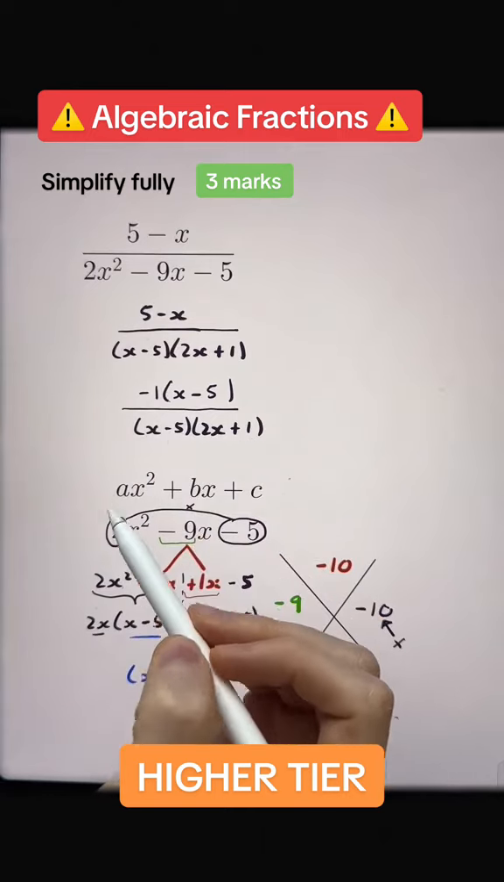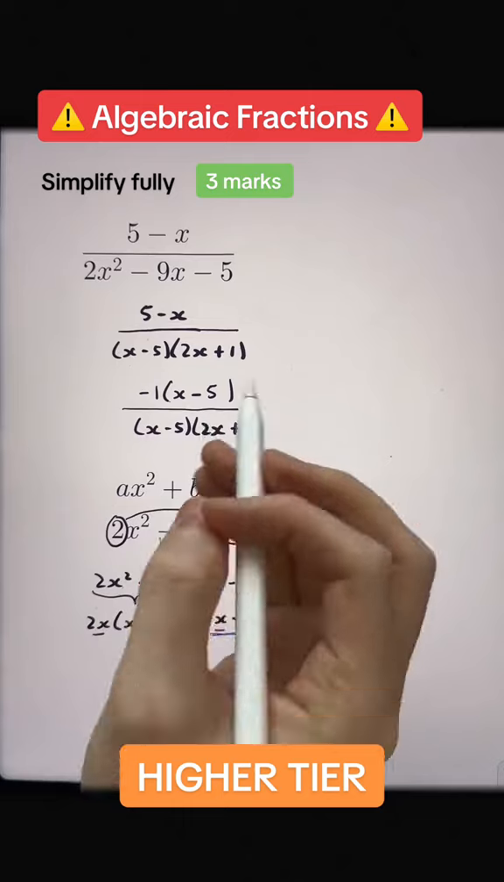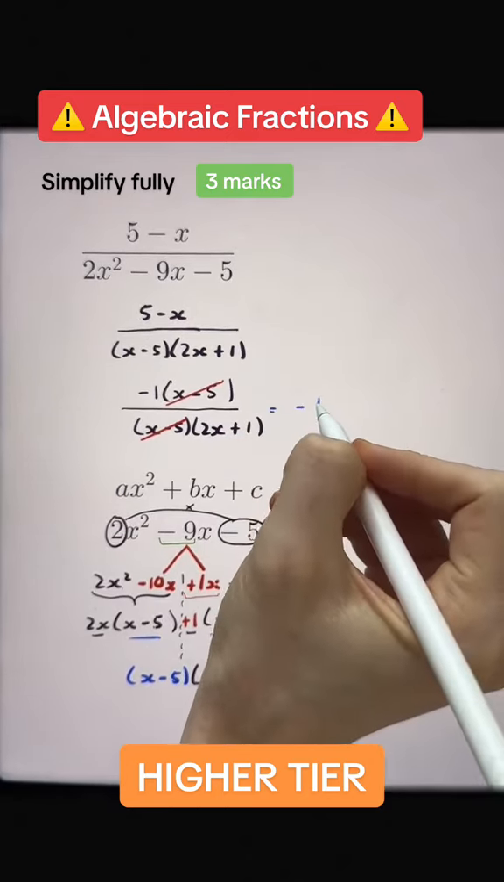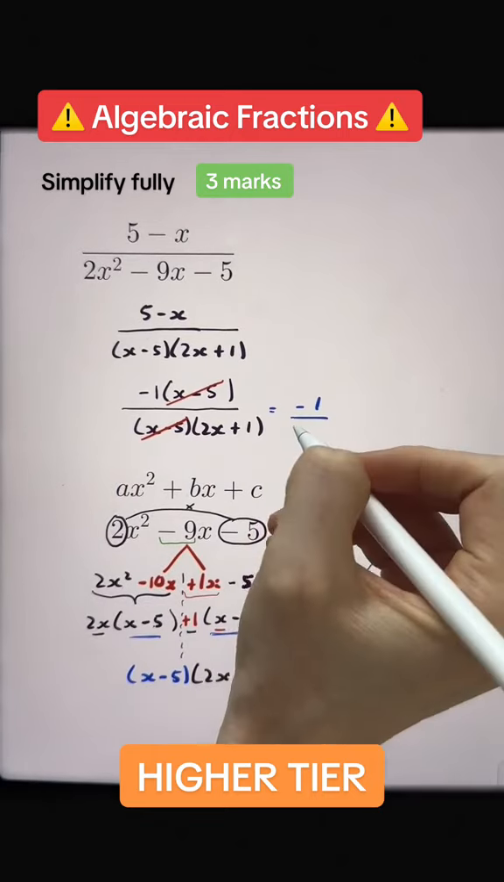I should now notice that I've got in brackets x minus 5 common on the top and bottom. Hence my final answer: I've got negative 1 left on the top, and on the bottom I've got 2x plus 1.